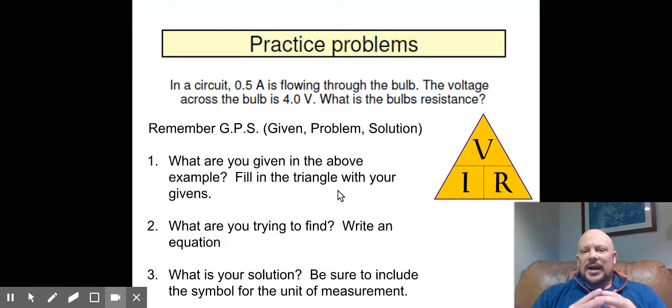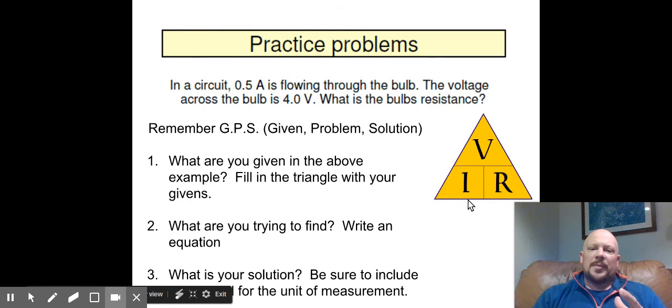So let's do a couple of practice problems. In a circuit, 0.5 amp is flowing through a bulb. So that's our current. It's amps, so we know it's our current. Look up at the chart. A is the abbreviation for the unit amps, which is current. And so that's going to go in I. You have a triangle there on your paper. So I want you to go ahead where the I is, where current is, write 0.5.